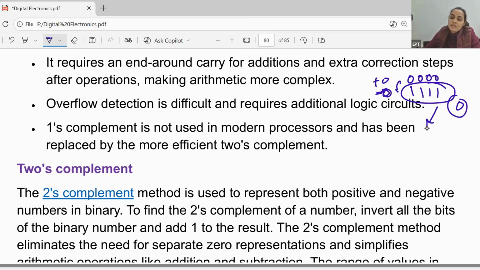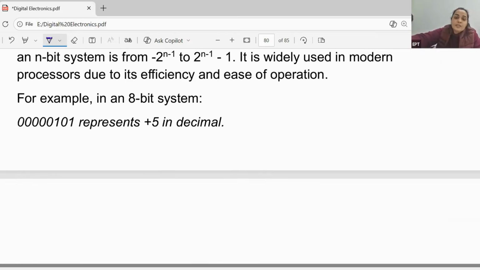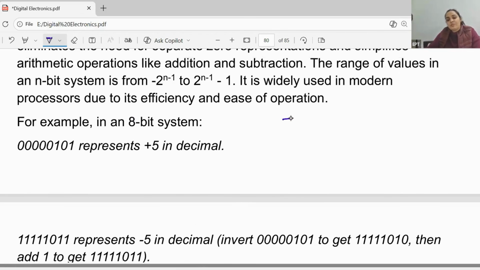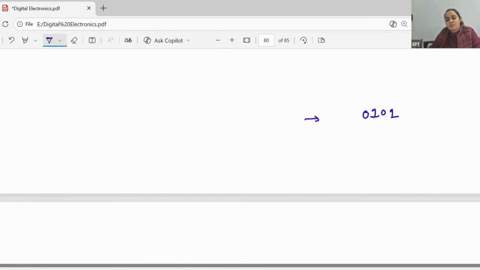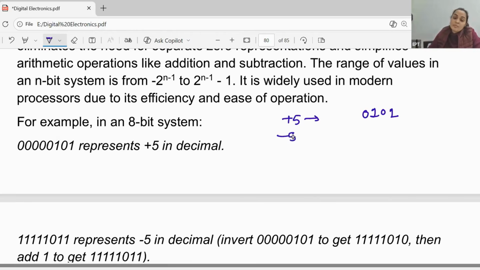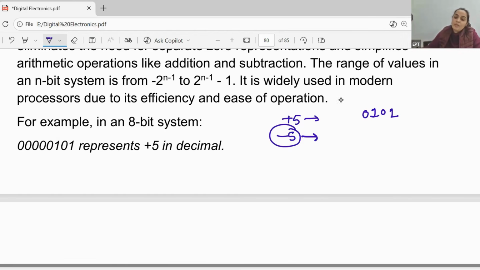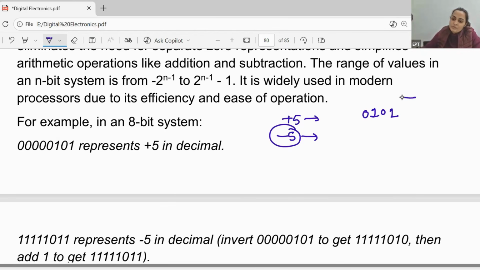So that's why we are using the 2's complement method here. In the 2's complement method, suppose we have plus 5. So this is plus 5, I will put 0 as the sign here. Now how will you write minus 5 in 2's complement form? You will start from the right hand side. Whenever you see the first 1, I will keep this one as it is, and I will take the complement of the remaining bits.